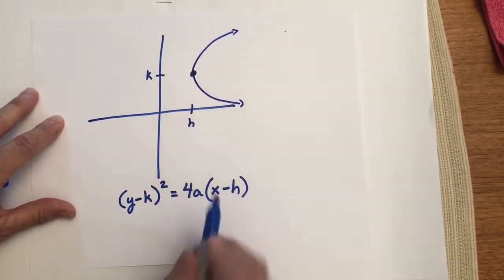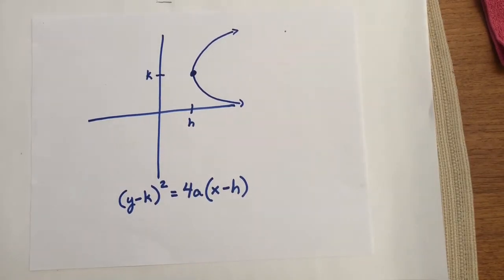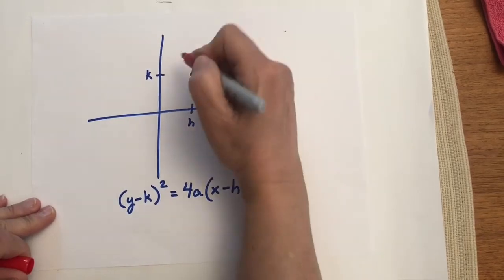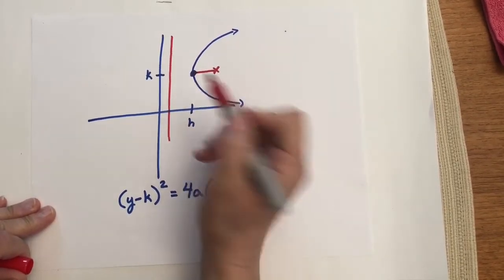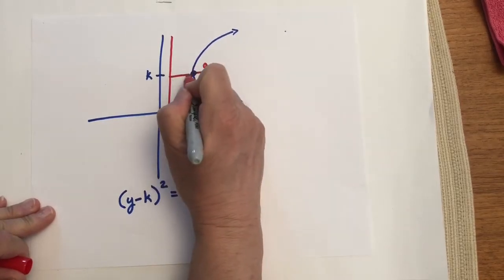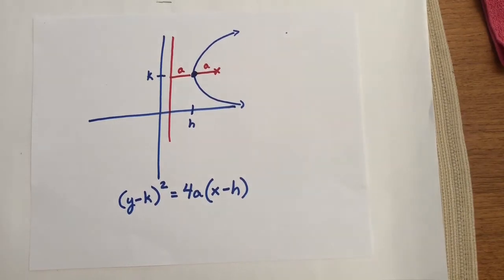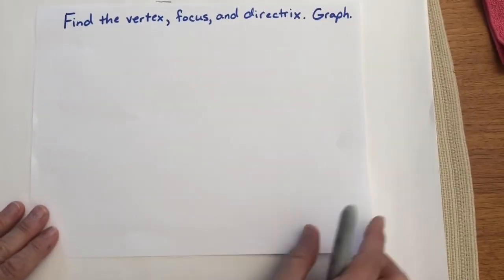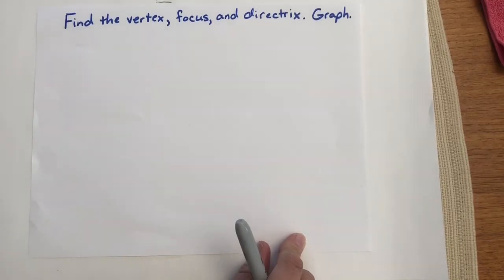I don't know how wide or narrow it is, but in general, our parabola would look like this, with our focus being here and our directrix over here, again with this being A units and this being A units as well. Let's actually do some problems now. The directions will be, for each of the problems we do, find the vertex, focus, directrix, and graph. And we'll start with a basic one.